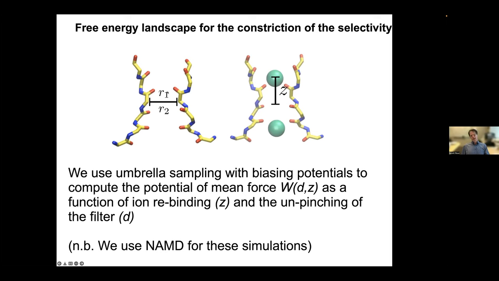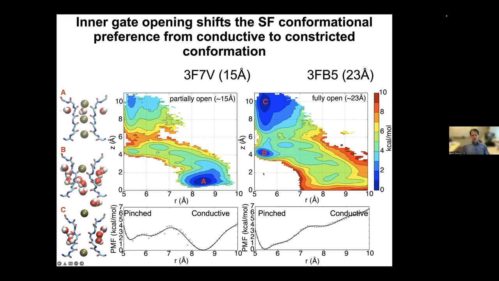So instead, we replace R1 and R2 with a unique distance, for example the average of these two. That means we lump together the two distances, so we lose the perception of the asymmetry, and we have only D, the average distance, and Z. Now we have two dimensions, we can compute the potential of mean force. And that's very interesting, because it enables you to characterize what's going on.